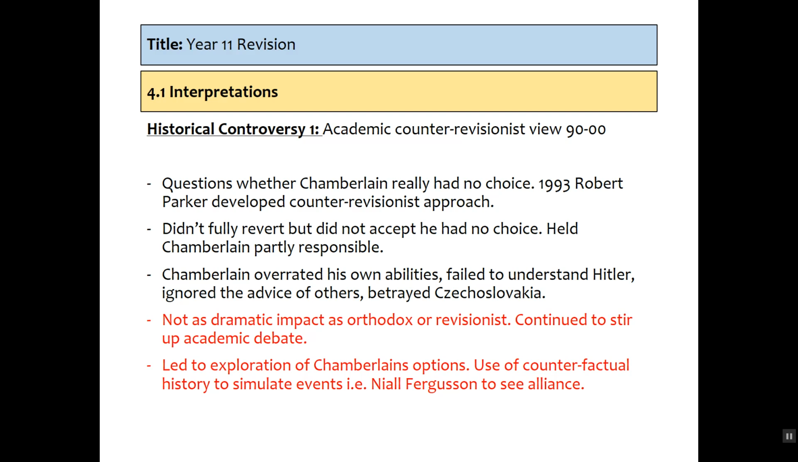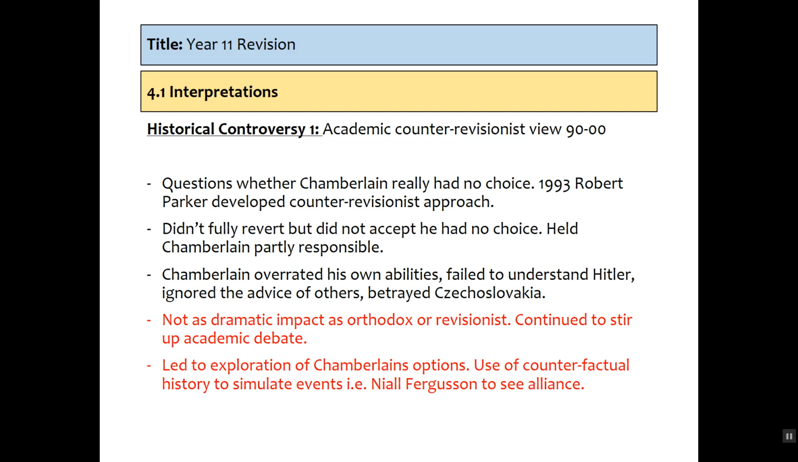In 1993, Robert Parker develops his counter-revisionist approach. He says that it's not a full reversion to Chamberlain having no choice. It does still hold Chamberlain accountable. Chamberlain, though, is accused of overrating his own abilities. He doesn't understand Adolf Hitler. He ignores the advice of others, and he betrays Czechoslovakia. So it is still critical of Neville Chamberlain.